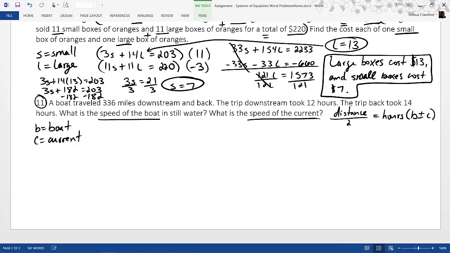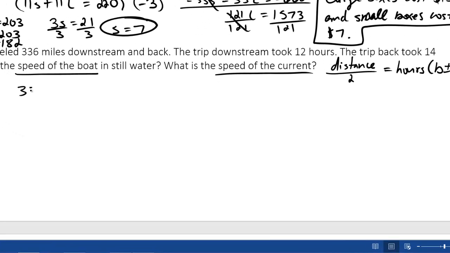Our distance traveled is 336. So we're going to have 336 divided by 2, which is 168, equals hours. So let's do the downstream one first. The trip downstream took 12 hours. So 168 equals 12 times B plus C, since we're going downstream.